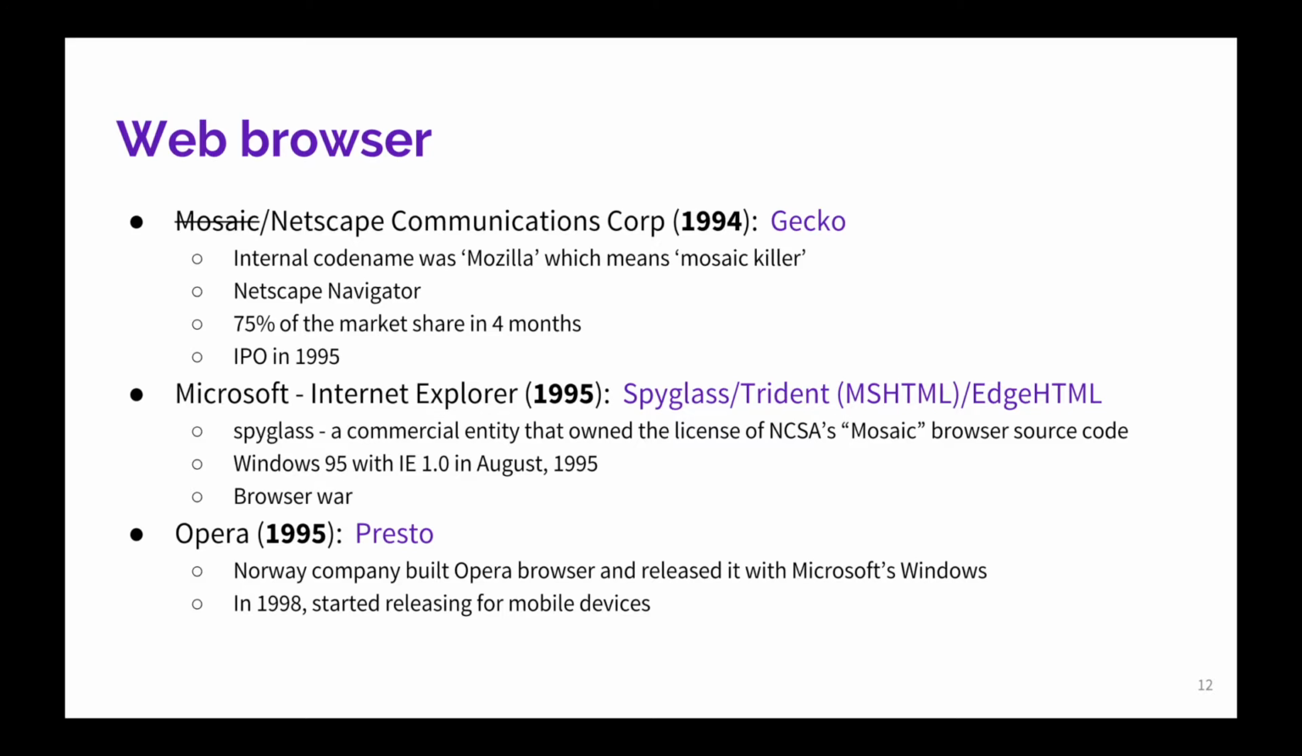Now there was this company called Microsoft, and they were looking at this growth, and they wanted to build a browser. So they directly went to the company called Spyglass. Spyglass Inc. is a company that licensed the Mosaic browser. They went to Spyglass, got the source code, and made Internet Explorer in August 1995. Now the browser war had started.